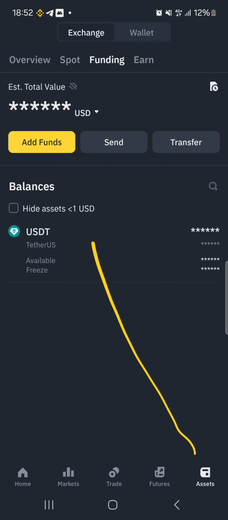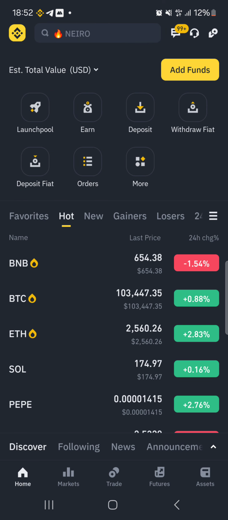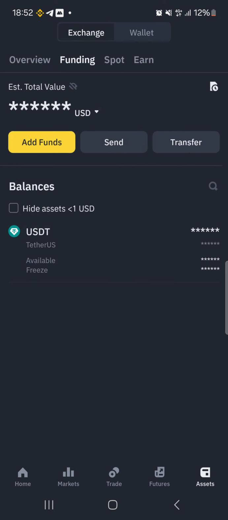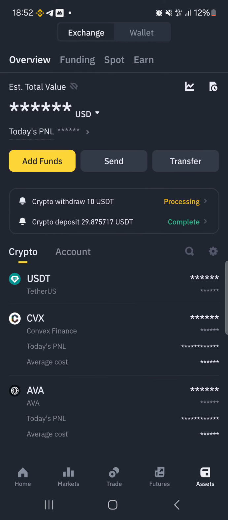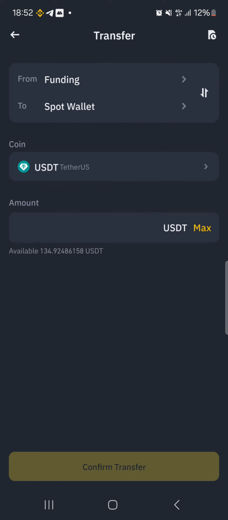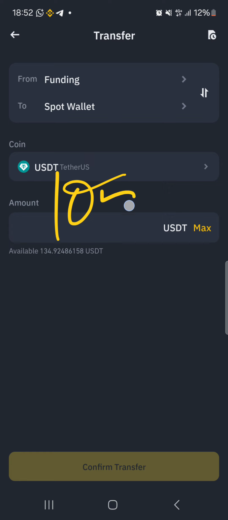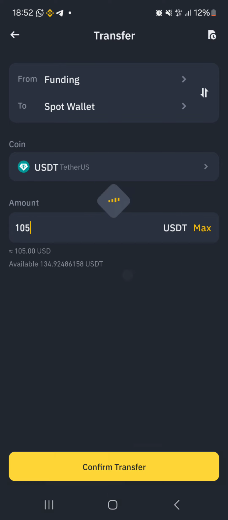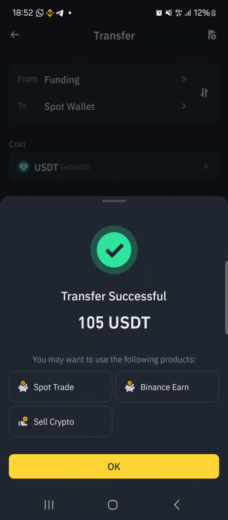If this is your home page, you just opened your Binance, you tap on assets, then you tap on funding, and then you tap on transfer. We are trying to transfer capital that we want to use in a trade from our funding wallet to our spot wallet. So the money will move from funding wallet to spot wallet. I'm going to transfer, as an experiment, $105. So I'll put here 105, and that's it. It's done.